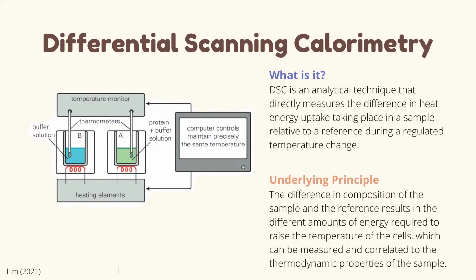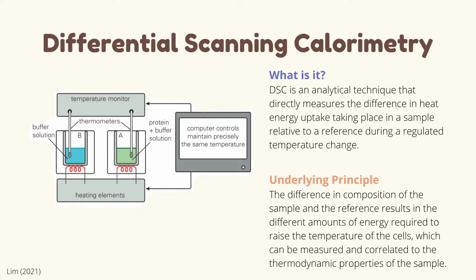To start, let us first recall the principles of differential scanning calorimetry. Differential scanning calorimetry is an experimental method that directly measures the difference in heat energy uptake taking place in a sample relative to a reference during a regulated temperature change.